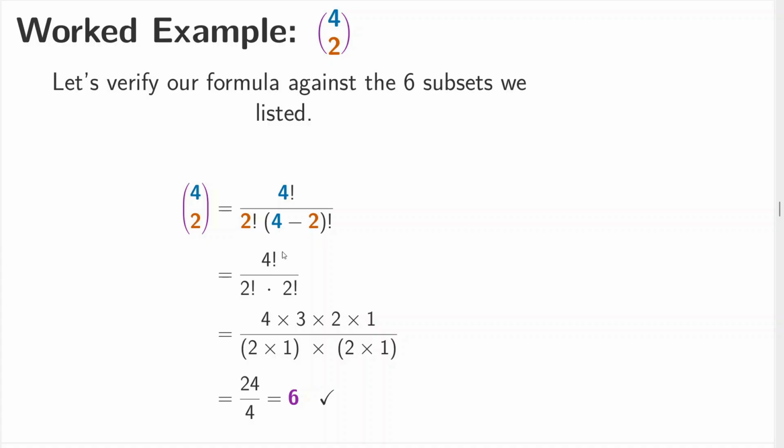If we expand those factorials out, the top becomes 4 times 3 times 2 times 1, which equals 24. The bottom becomes 2 times 1 multiplied by 2 times 1, which equals 4. Finally, 24 divided by 4 gives us exactly 6. The mathematics perfectly matches the 6 subsets we intuitively counted by hand.